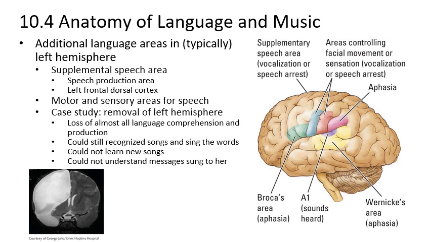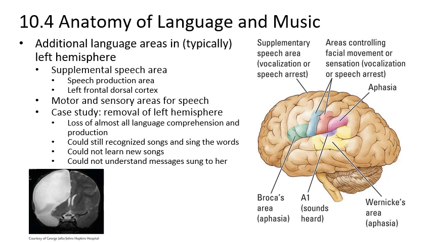There are additional areas that are, again, typically lateralized to the left hemisphere that are also associated with language functioning. The supplemental speech area, which is a speech production area in the left frontal dorsal cortex, and then these areas controlling facial movement or sensation in the motor cortex and somatosensory cortex.